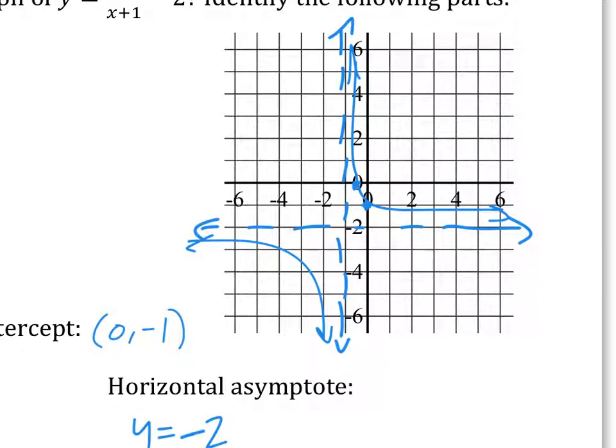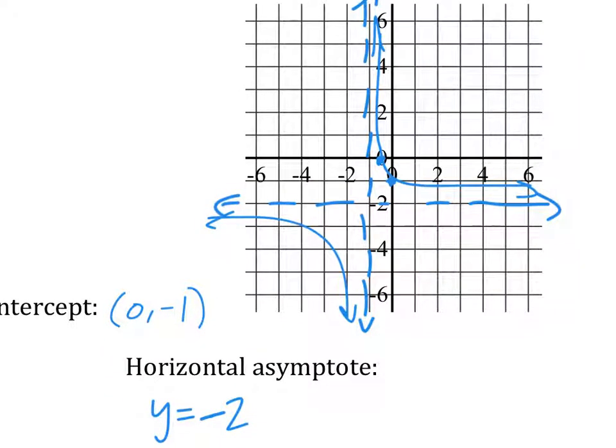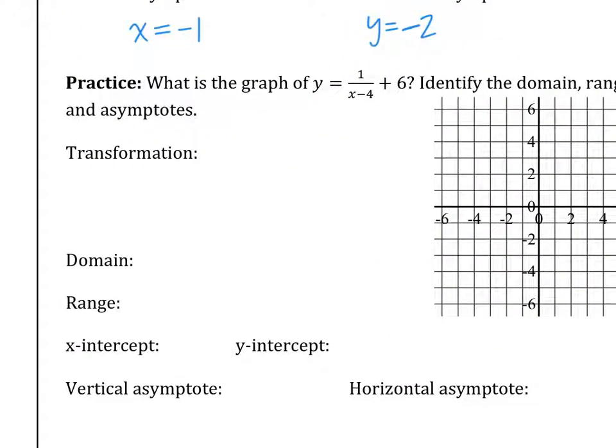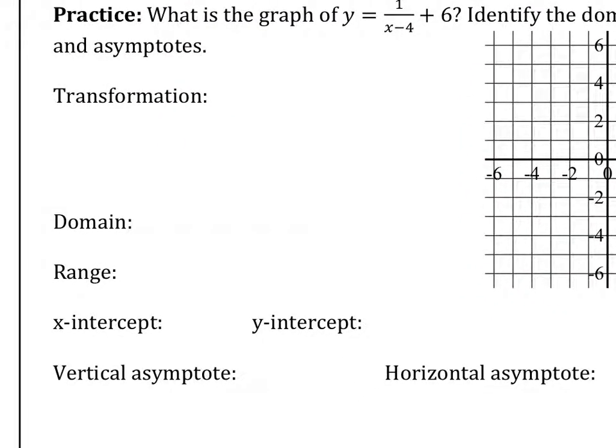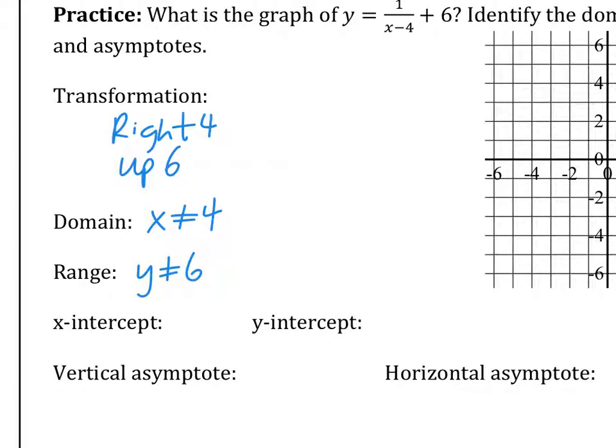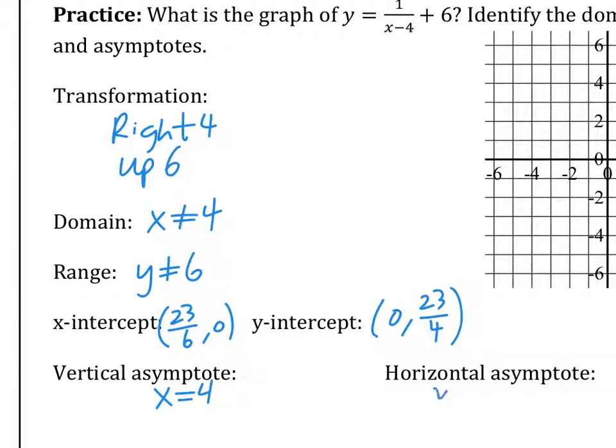Okay, let's have you practice one on your own. So let's have you guys try the next one. Let me know when you're done. Okay, let me give you some of these so you can check. Transformation is right 4, up 6, domain x not equal to 4, range y not equal to 6. X-intercept is at 23/6, 0. Y-intercept is at 0, 23/4. Vertical asymptote is x equals 4. Horizontal asymptote is y equals 6.